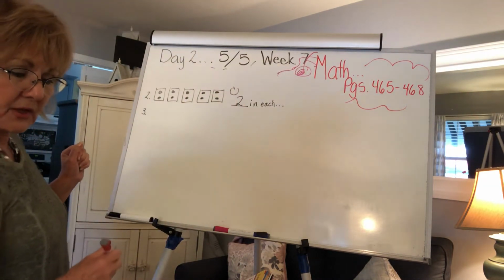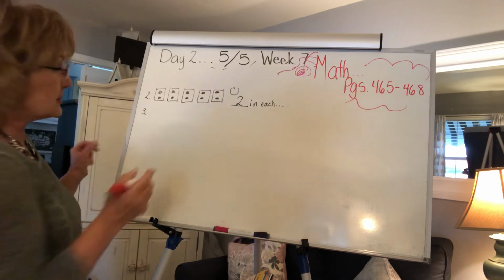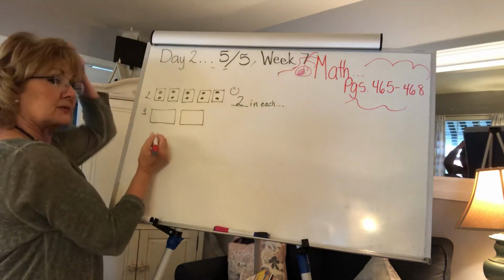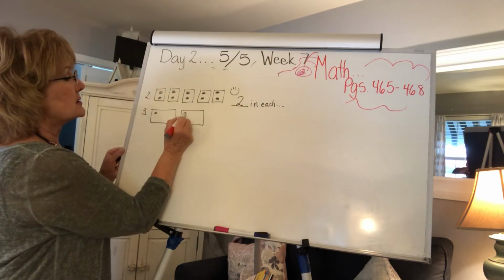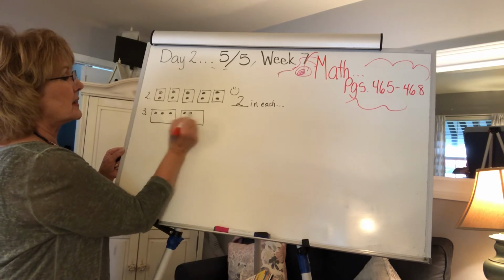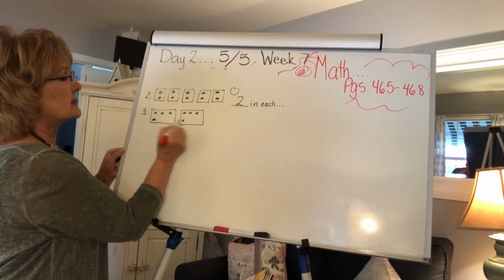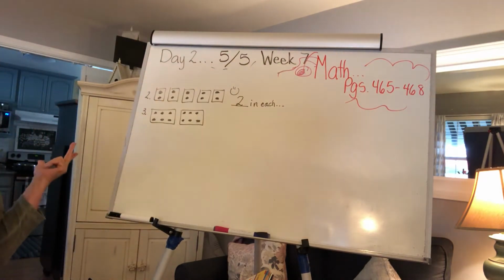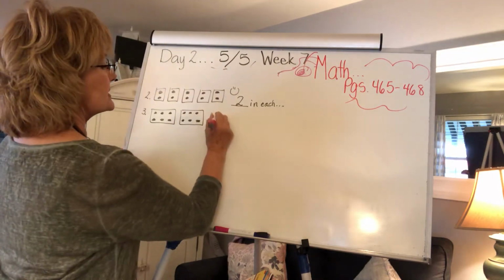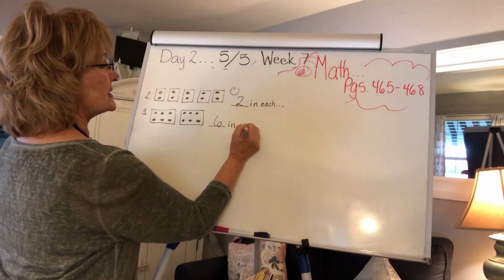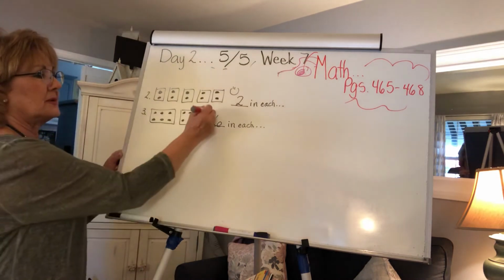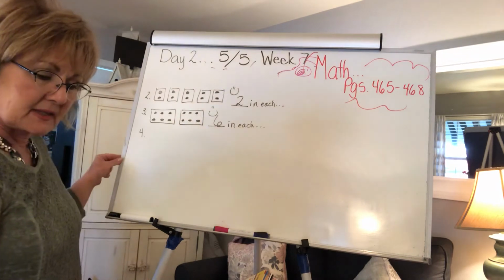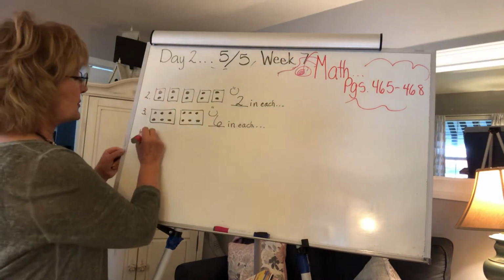Number 3, you had to divide 12 tater tots into 2 groups. So you only had 2 people sharing. You had 12. Is this what your picture looks like? 1, 2, 3, 4, 5, 6, 7, 8, 9, 10, 11, 12. You go back and forth. We ran out. Did you have 6 in each? That would be the correct answer. Very good.